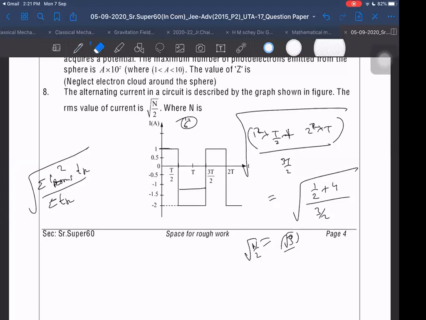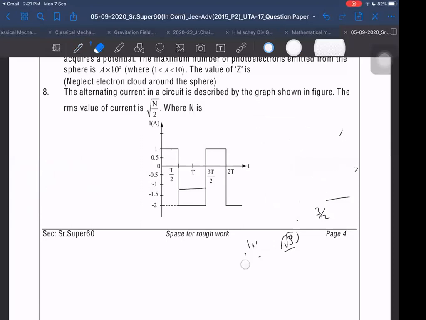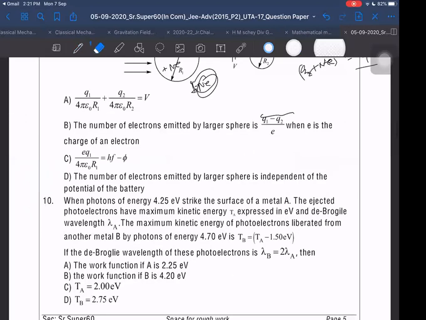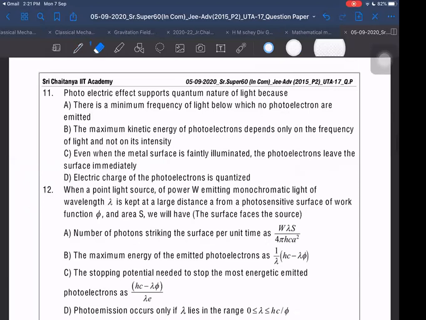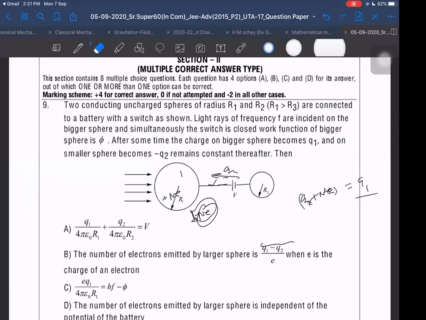Yes. Next. Ninth D option. Ninth D option.